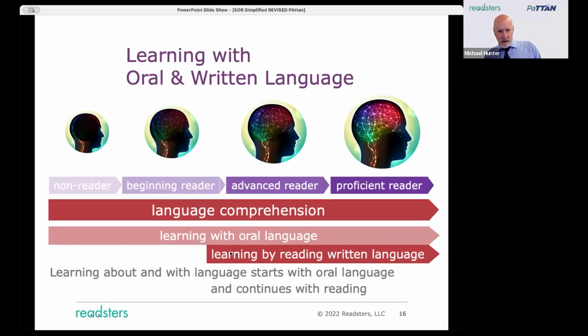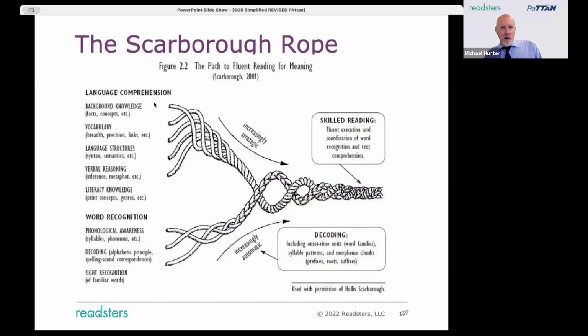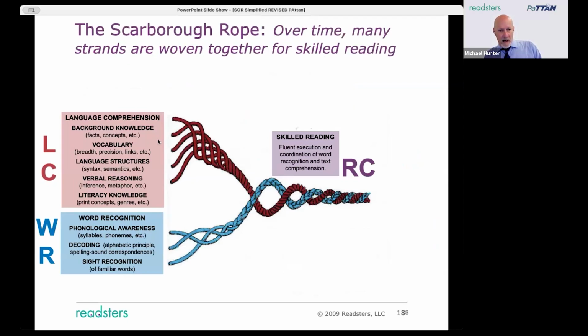So again, just getting a little more detailed on our map here and the progression to proficient reading. Many of you probably know the Scarborough Rope, which represents the progression of reading. And with Hollis's permission, I color-coded it to match the color coding from the revisited Simple View. She actually, Hollis Scarborough, developed this metaphor for learning to read before the Simple View was even proposed. So the rope actually predates the Simple View, although it's a beautiful picture of what's going on in the Simple View.